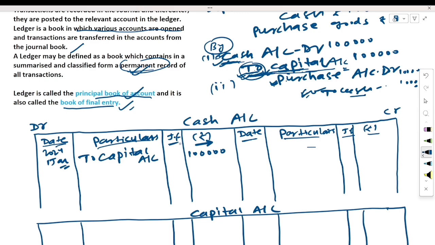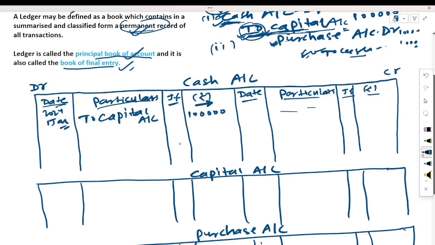Now this cash account will be transferred into the capital account ledger book. Here is the "by" side. So the credit side we will transfer into this capital account ledger book. We will write here "by cash account". How much amount? Same amount, 1 lakh. This is the date column, 2024, like this. This is the procedure of posting. One entry we have posted.